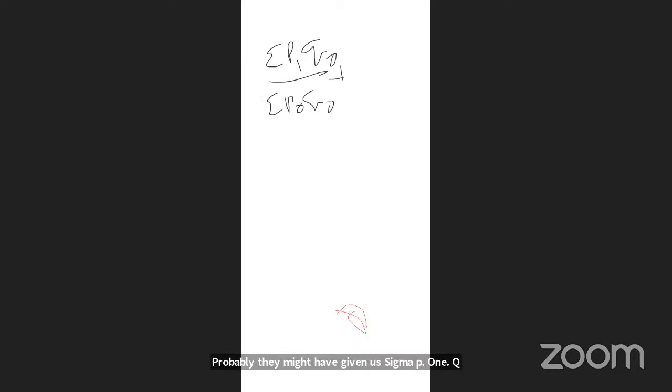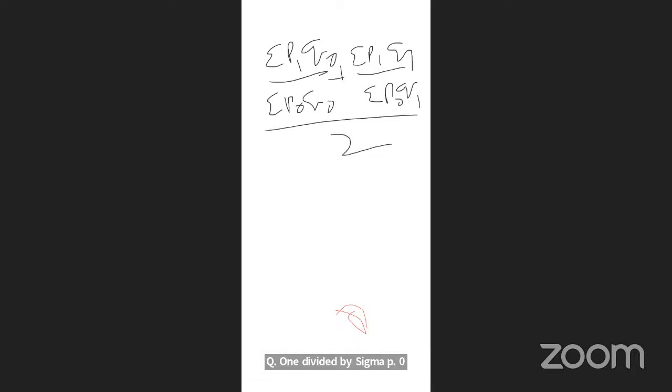Okay. I'll show you how it is being given. Once this is over, I'll write this manner. Probably they might have given us sigma P1 Q0 divided by sigma P0 Q0 plus sigma P1 Q1 divided by sigma P0 Q1 divided by 2. They gave you like this? Yes, ma'am. That is nothing but half, you take it outside. This is the same. Right?